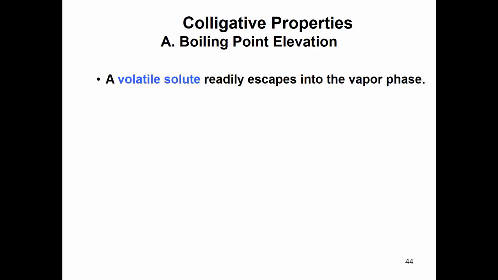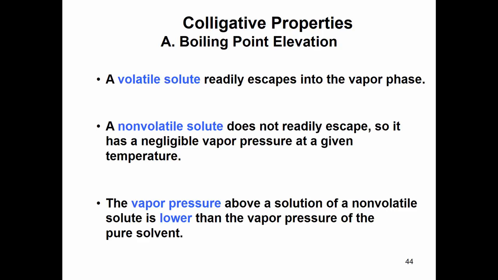Let's look at boiling point elevation. First thing I wanted to discuss is, what does volatile mean? Most of us have heard this term, whether someone has a volatile personality or a substance is volatile. This means that the solute readily escapes into the vapor phase. I think about it as, it wants to leave. It wants to go into the vapor or gas phase. It wants to escape. A non-volatile solute does not want to escape, so it has a negligible vapor pressure at a given temperature.